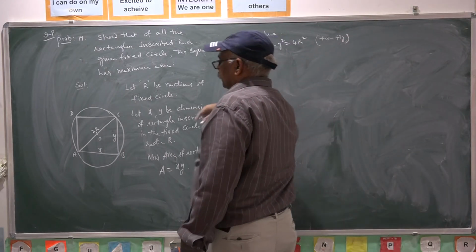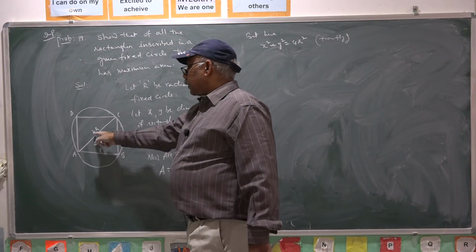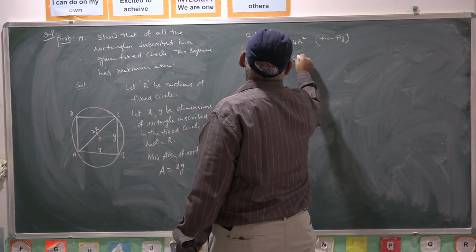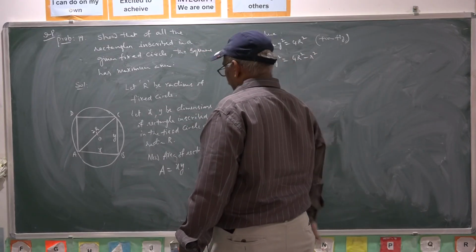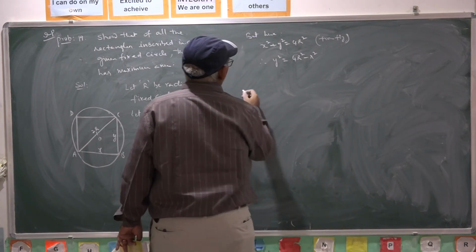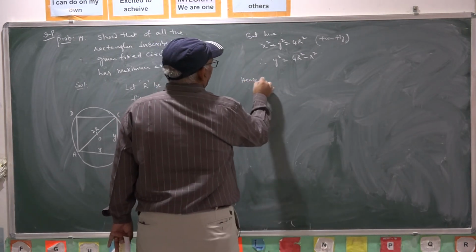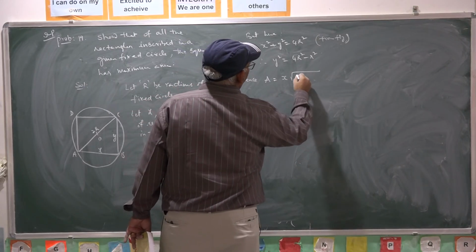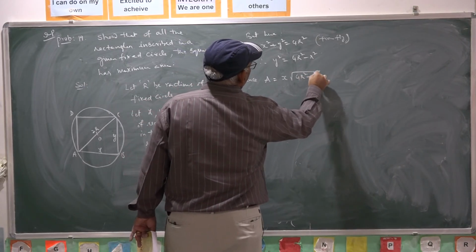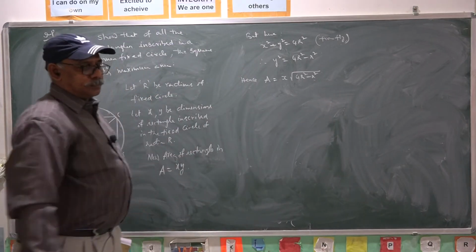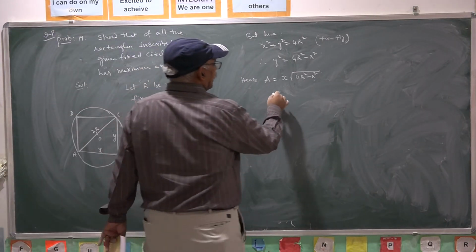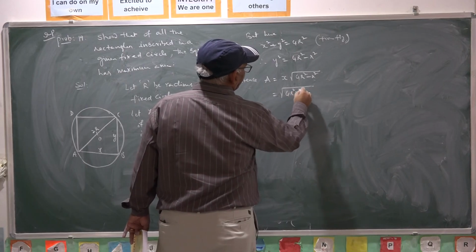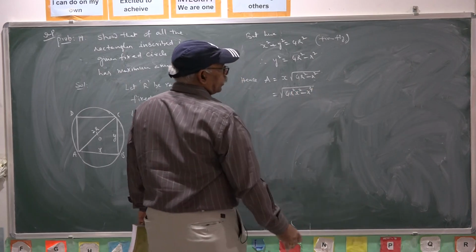It is clear that x square plus y square equal to 4r square. Therefore, y square equal to 4r square minus x square. Hence, A may be written as x into y. Y means square root of 4r square minus x square. So that is square root of 4r square x square minus x power 4.